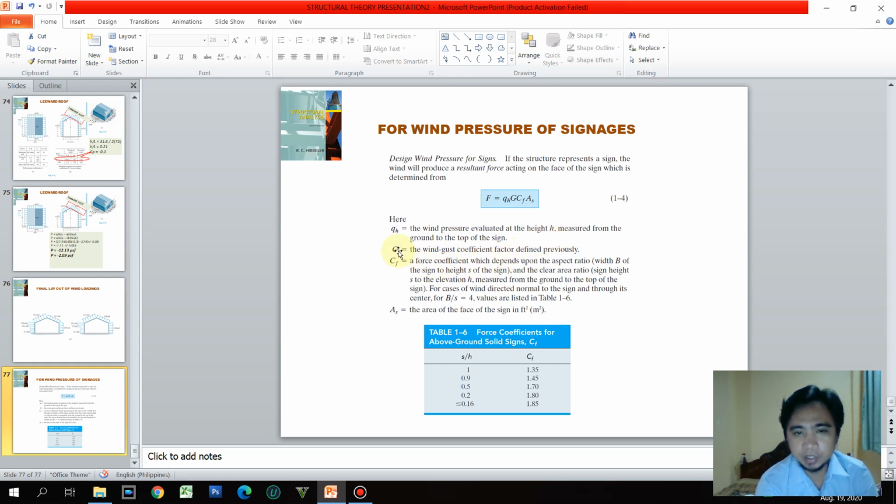Again, G is the wind gust coefficient factor. CF is a force coefficient which depends upon the aspect ratio, width B of the sign to the height S of the sign, and the clear area ratio, sign height S to the elevation H, measured from the ground to the top of the sign. Cases of wind directed normal to the sign and through its center for B over S equal to 4, values are enlisted in this table.